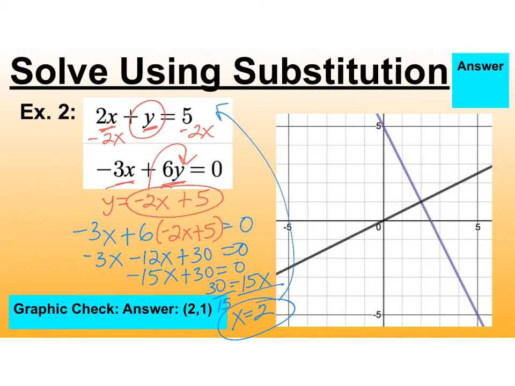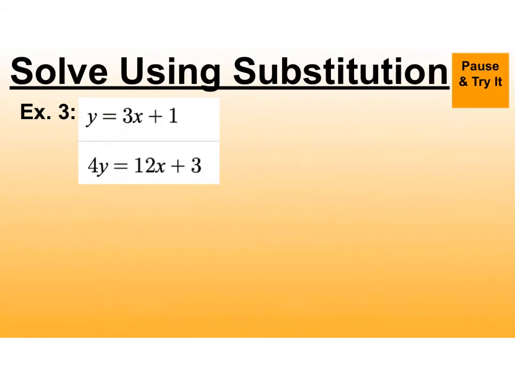You can plug it back into either equation. I'm going to go into the first equation. So I have 2, plug in my 2, plus y equals 5. 4 plus y equals 5, subtract 4, and I get y to be 1. So my answer is (2, 1), which I can see in the graph right there. How'd you do? I hope you got it. Let's look at this one. We're going to try to solve this one using substitution. I'd like you to hit pause and try.